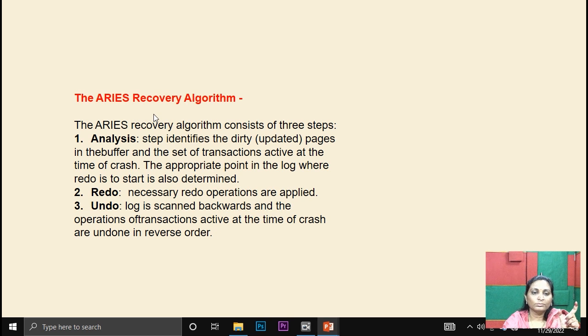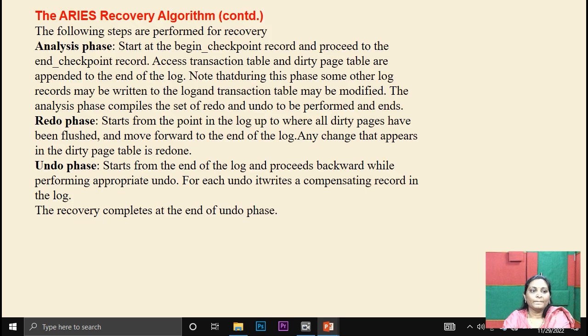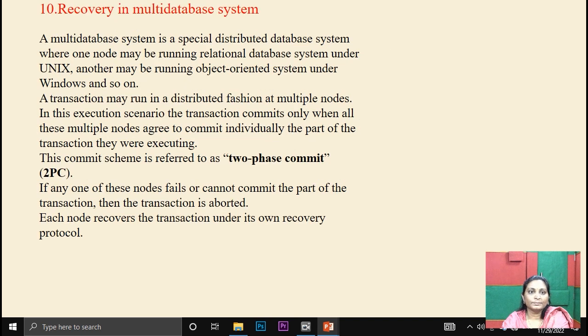The ARIES recovery algorithm. The ARIES recovery algorithm consists of three steps: analysis, redo and undo. In the analysis step, what happens? This step identifies the updated pages in the buffer and the set of transactions active at the time of crash. The appropriate point in the log where redo is to start is also determined. We know that the redo operation is necessary to apply. For undo, the log is scanned backwards and the operations of transactions active at the time of crash are undone in reverse order. So, analysis phase, redo phase and undo phase.